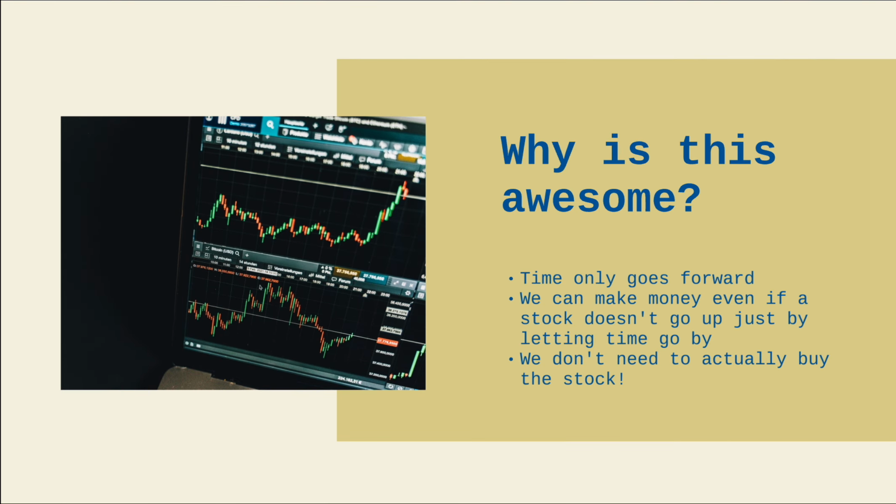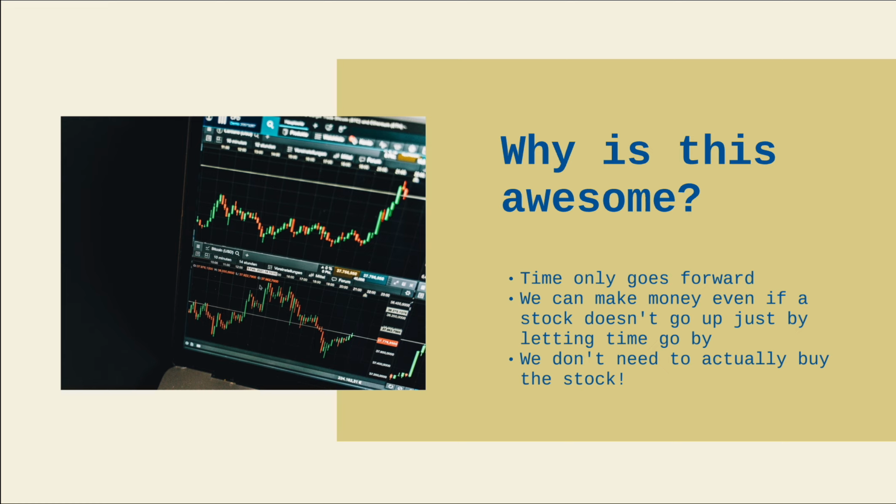So why is this awesome? This is awesome because we no longer need to see the future in order to make money. Time only goes forward. So if we sell something which has a time limit, once the time has passed, we keep the money. If we sold a 2-week option, after 2 weeks, the option is over, or in technical terms, it expired, and we can sell another option.